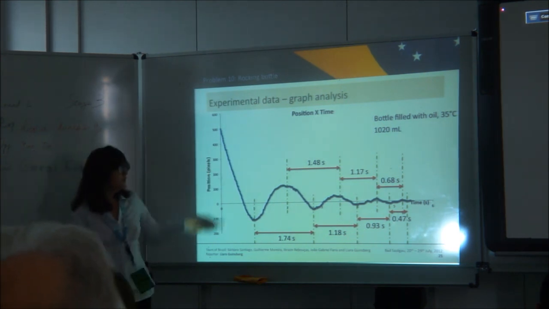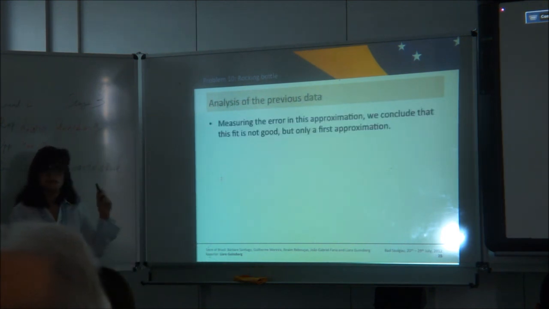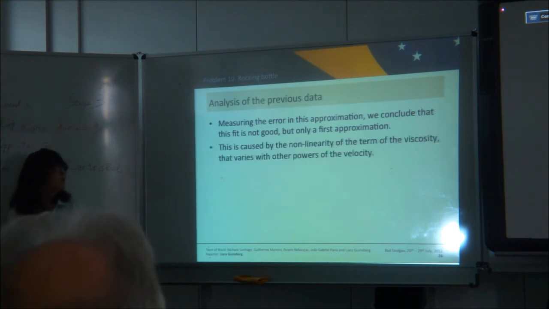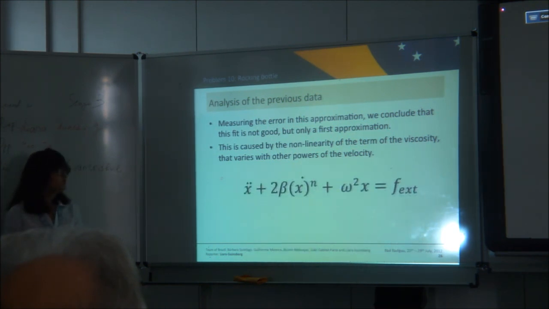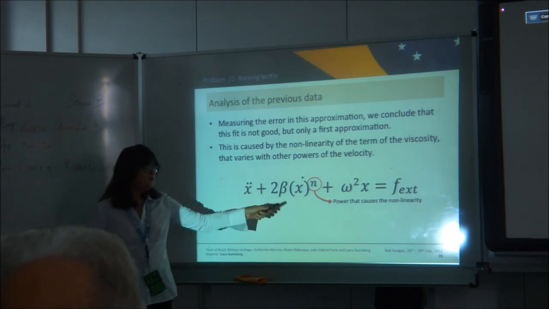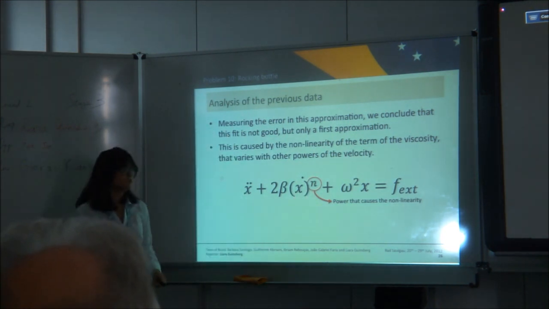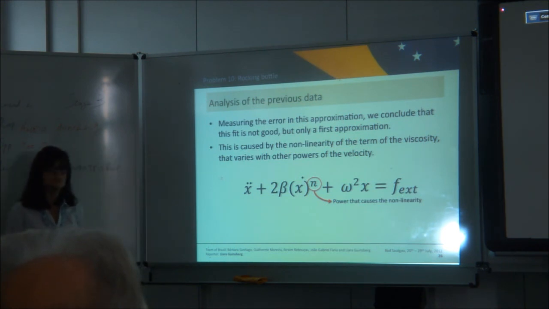So from this graph we can see that the error from the underdamping approximation is very high. So we conclude that it's only a first approximation, but it's not a good one. This is caused by the non-linearity of the term with the viscosity, which varies with other powers of the velocity. We would have an equation of this kind, and this causes the non-linearity of this equation.